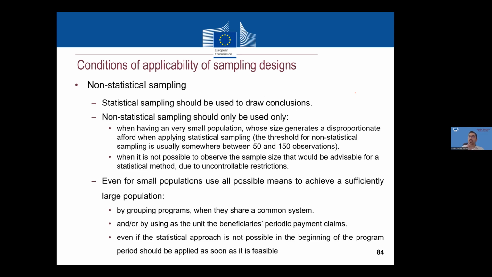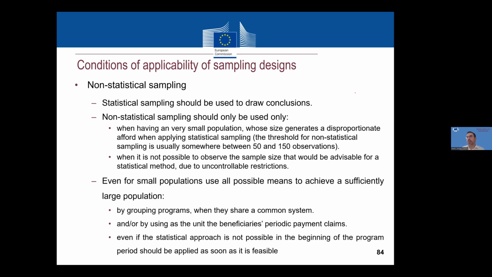In terms of non-statistical sampling, I will address this in more detail later on today, but you already know this is reserved for small populations. The threshold will change for the next programming period. Tomorrow we are going to talk about that, but for the 1420 that is finishing, the threshold for non-statistical sampling has been arranged between 50 and 150 operations, meaning that for populations smaller than 50, we typically use non-statistical. For populations above 150, we typically use statistical.